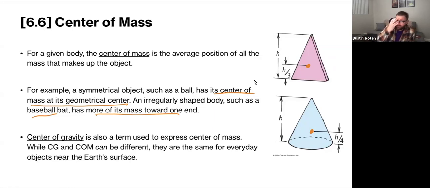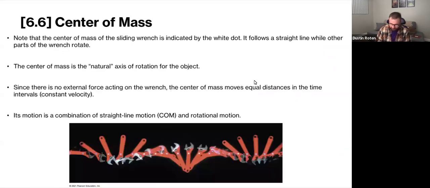Center of gravity is also sometimes used to talk about center of mass. So center of gravity and center of mass can be different, but for everyday objects on the Earth's surface, they're pretty much the same thing. So as long as you're on Earth and it's an everyday object, you could actually talk about center of gravity and center of mass being the same thing.